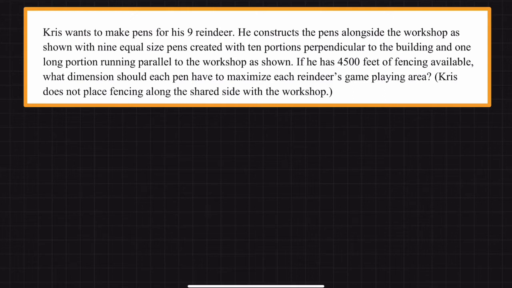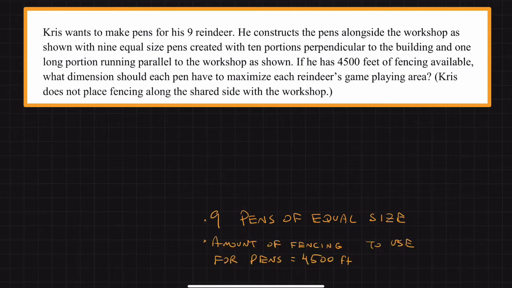We know that there's 9 reindeer. Each reindeer is going to get its own pin. So that means that we want to have 9 pins of equal size. It also talks about having 10 portions perpendicular to the building and 1 long portion running parallel to the workshop. Next, it says that he has 4,500 feet of fencing available to build all of these pins. So the amount of fencing he has to use for all the pins total is 4,500 feet.